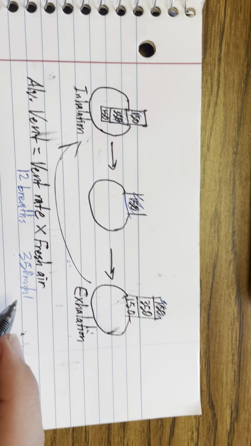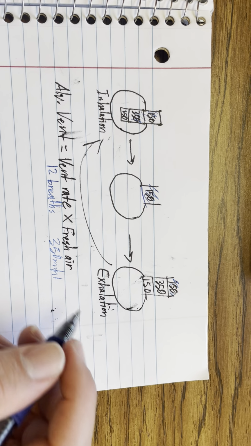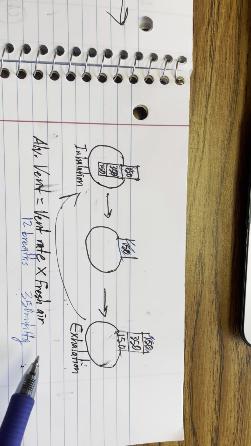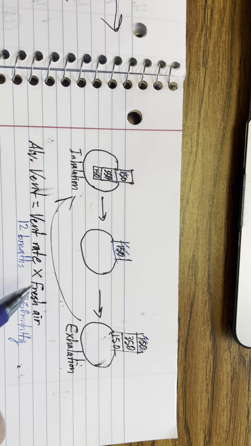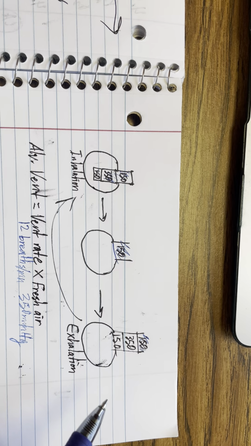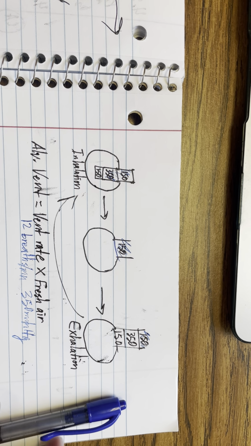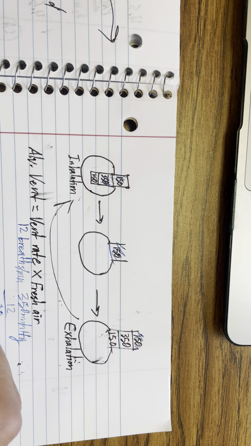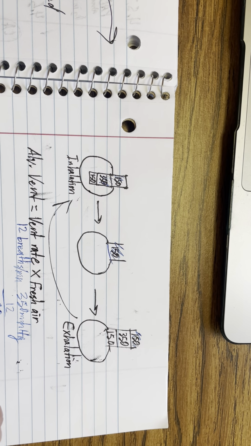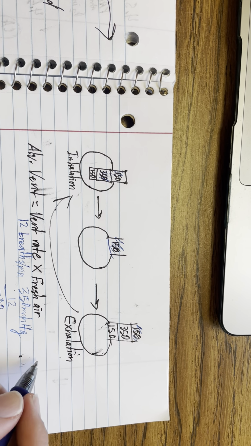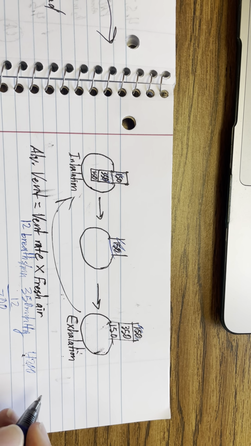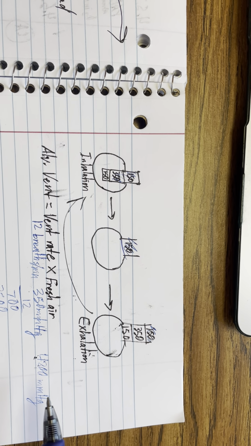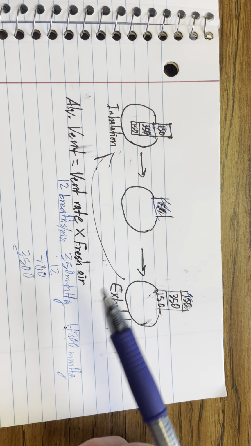Sorry, I've been saying that wrong the whole time. Actually, I think it's a pressure, millimeters of mercury over here. If we multiply those two, we'll have a total of 12 times 350. Sorry, I forgot to multiply this out. That's going to come out to 4,200 millimeters of mercury of fresh air that was able to be absorbed within that minute because of our breathing rate.